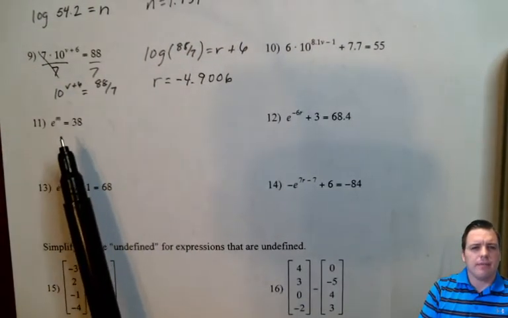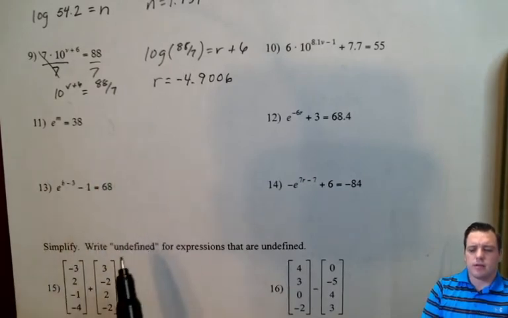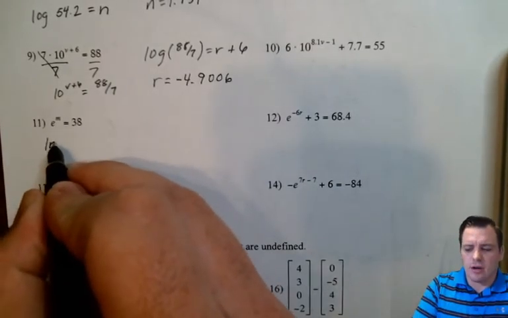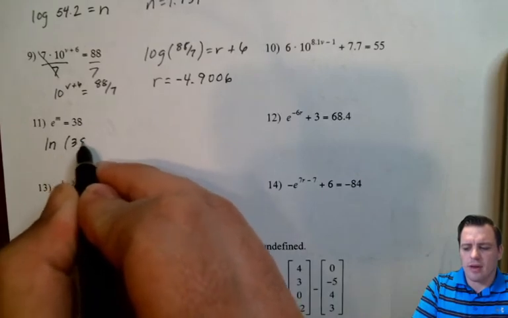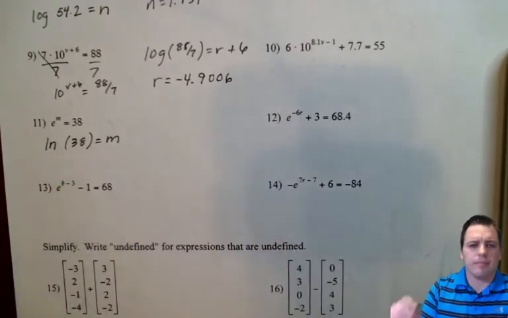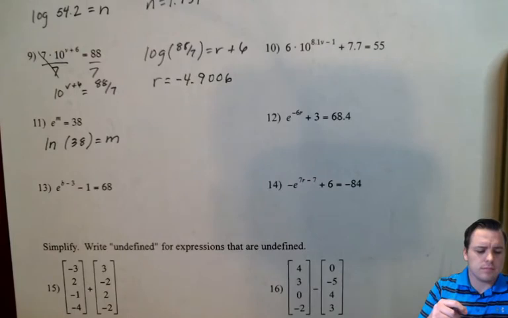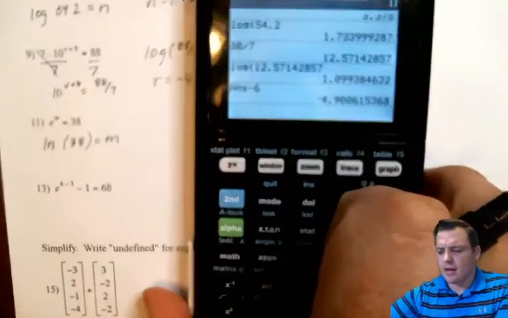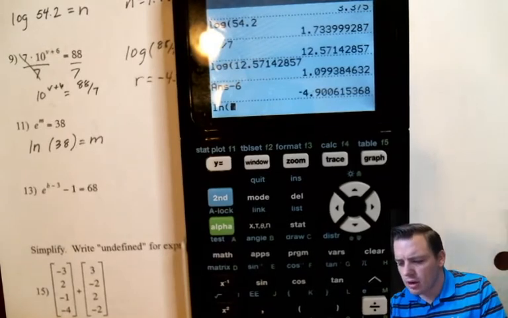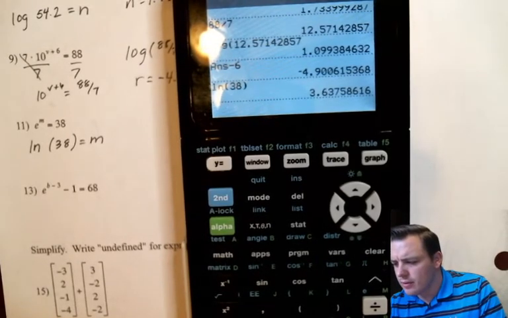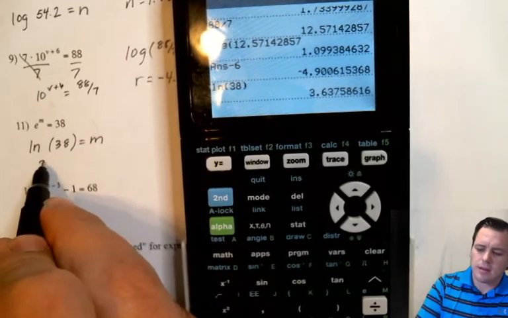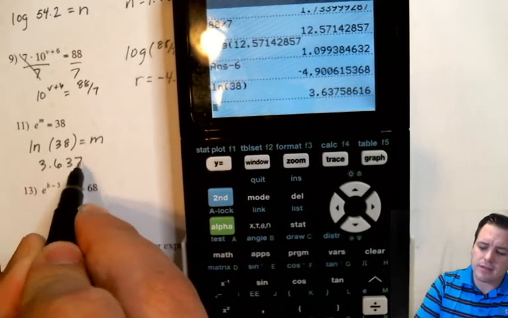e to the m equals 38. So remember, that's just the natural log. Natural log of 38 is equal to m. Again, you've got to use your calculator there. So natural log of 38 is 3.6376.